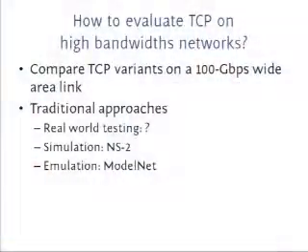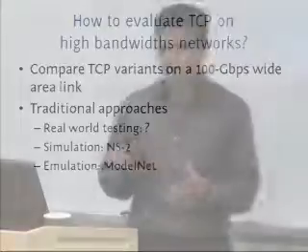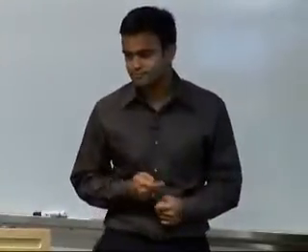So let's say you wanted to test two different variants of TCP on a, let's say, 100 gigabit per second wide area link to see which one does better. How would you go about doing this? Traditionally, you could approach this problem in three different ways. You could try to get access to a real-world 100 gigabit per second link, if such a link exists. But even if such a link exists, it probably is not going to be easily accessible to everyone out there.